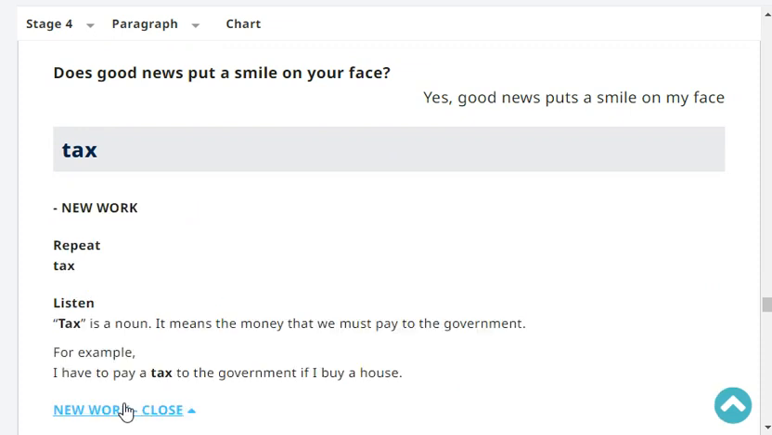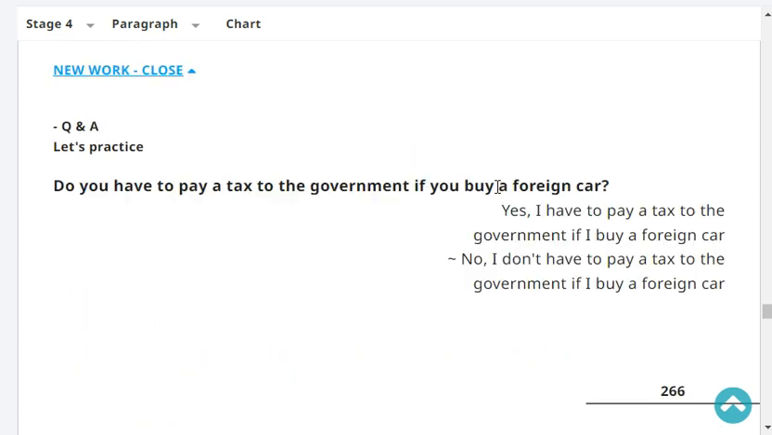Next, repeat. Tax. Very good. Okay, listen. Tax is a noun. It means the money that we must pay to the government. For example, I have to pay a tax to the government if I buy a house. Let's practice. Do you have to pay a tax to the government if you buy a foreign car? Yes or no? Yes, I have to pay a tax to the government if I buy a foreign car. Very good.